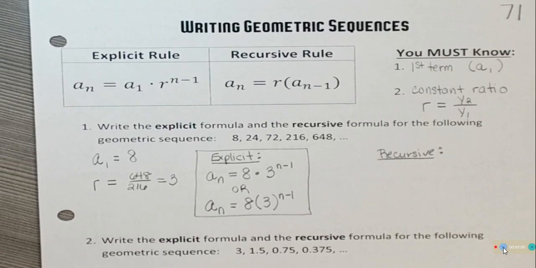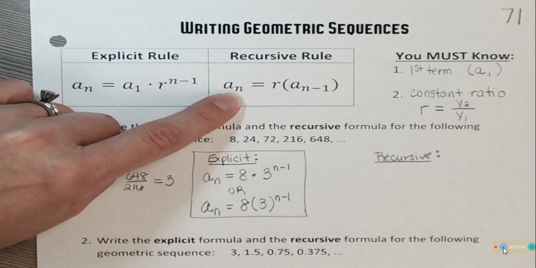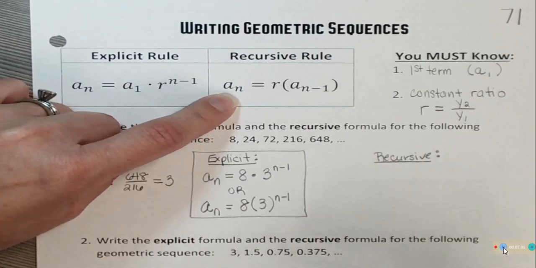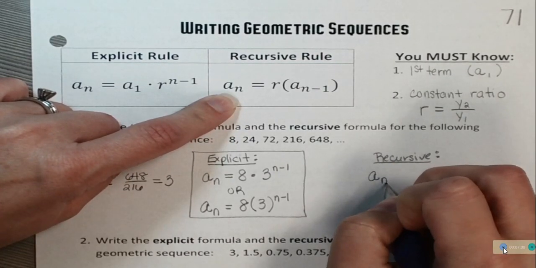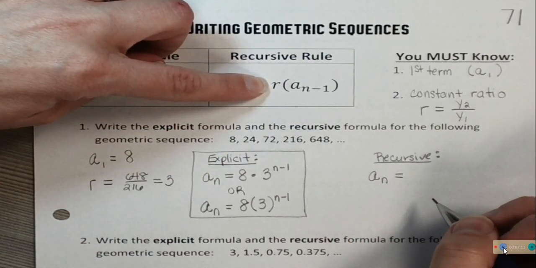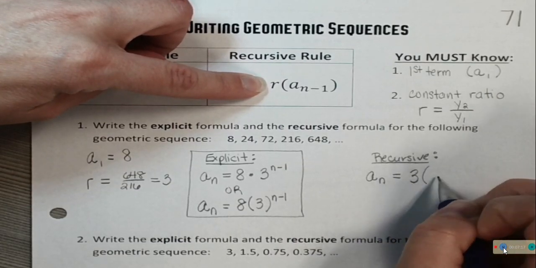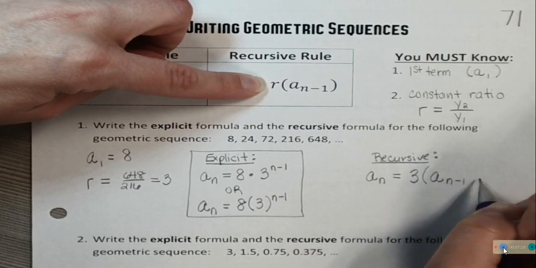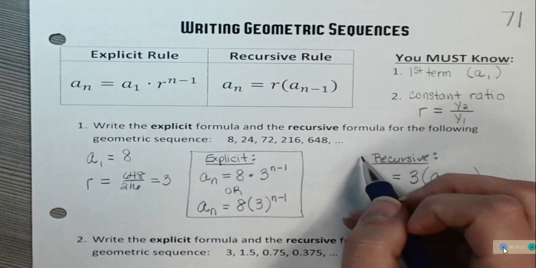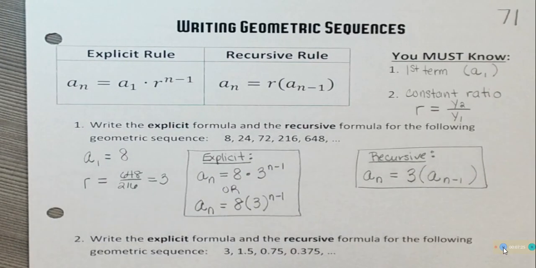All right, so let's write the recursive rule. You look at the recursive formula. You plug in anything you know. I don't know N, so I start with A sub N equals. Do we now know R? What's R? 3. It's what we multiply by. And then parentheses A sub N minus 1. That's the rule. So if I ask you to write the rule, that's what I'm looking for.